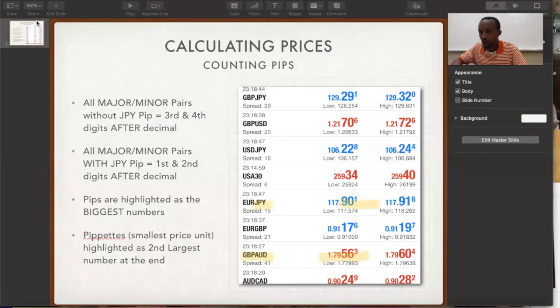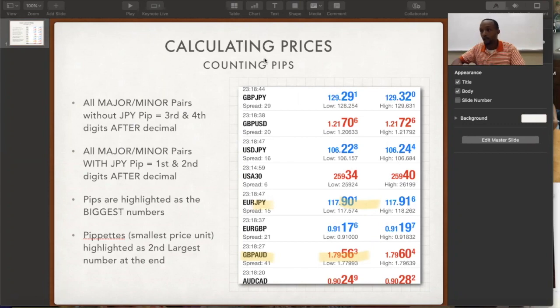Okay. So today we're talking about calculating prices, how to count your pips. Very important topic. Let's hop right into it. Share my screen real quick. All right, so you guys should be able to see this little presentation slide I put together for you guys.